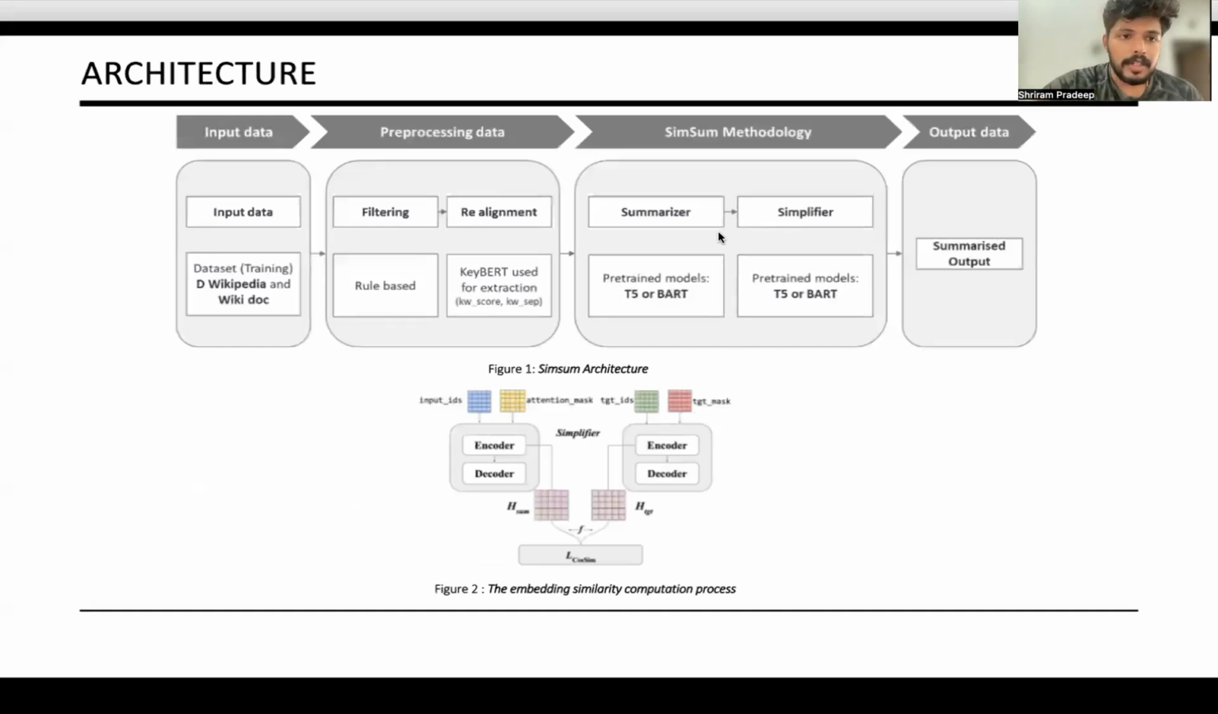This is the overall architecture diagram. It takes in the input data. We pre-process the data using filtering and realignment. This is followed by the summarizer and simplifier, which basically use the T5 or BART model. And finally, we have the simplified output. So this is the architecture diagram for the simplifier that we talked about just before, which uses the L-cossim.